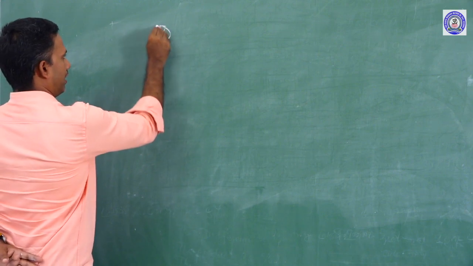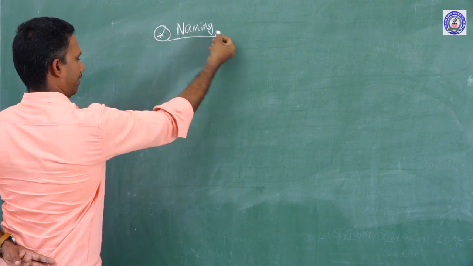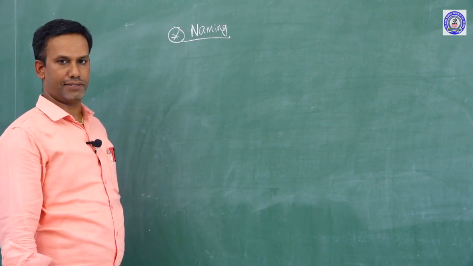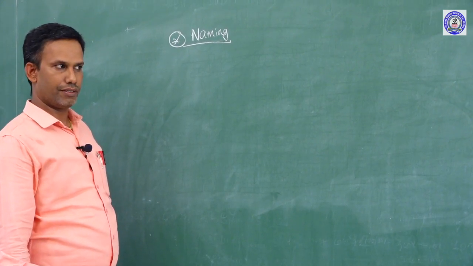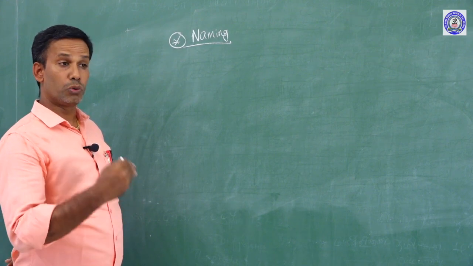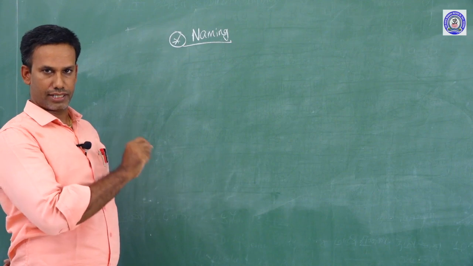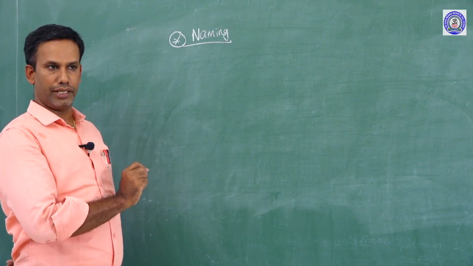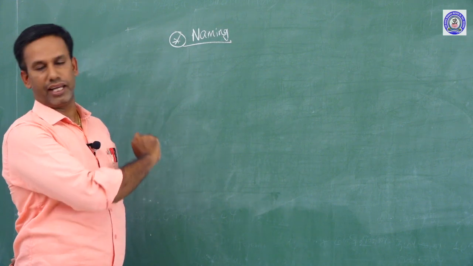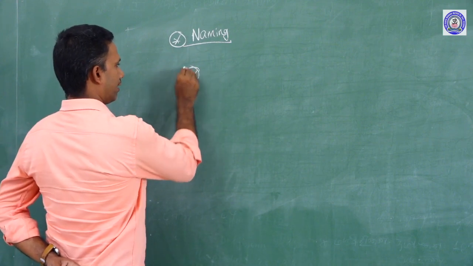Let us move on to the naming, we can say nomenclature, of the functional derivatives of carboxylic acid. Already you have seen in earlier classes how to name the carboxylic acids and so on. Today, in this class, we are going to see the naming of functional derivatives of carboxylic acid. For example, let us start with the acid chloride, CH3COCl.